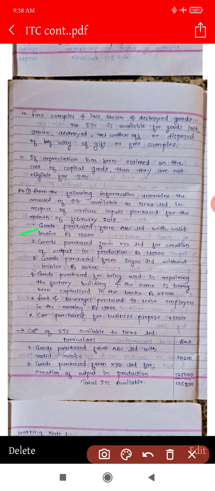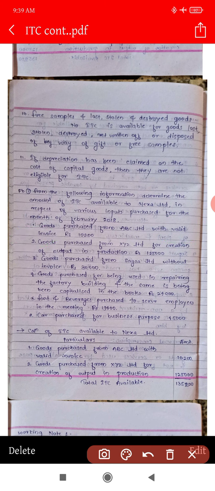Goods purchased from ABC Limited with valid invoice, 10,200. So they have purchased goods and paid tax of 10,200. Is the tax paid on this purchase valid for input tax credit? Yes, it is valid, because he has purchased goods from ABC, paid the tax of 10,200, and has a valid invoice, meaning a proper bill for the purchases he has made. So this 10,200 he can claim as input tax credit.